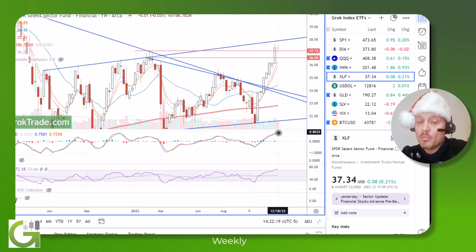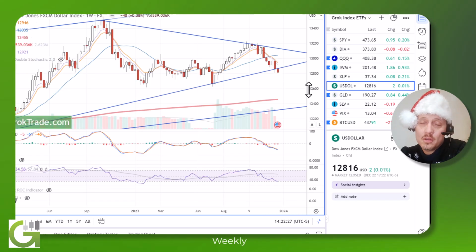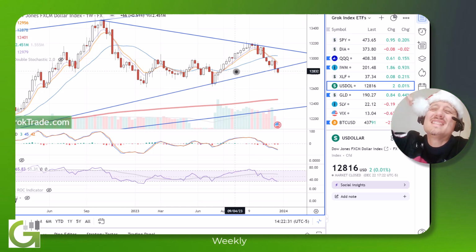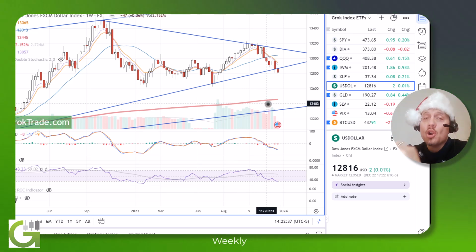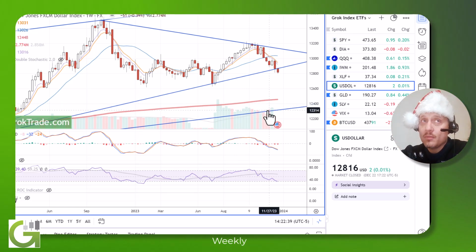MACD looks like it's getting ready to roll over, and we're over at the RSI overbought level. Quick look here at the US dollar. We're down, symmetrical triangle breakdown this week. The US dollar got very weak. Broke this big time.